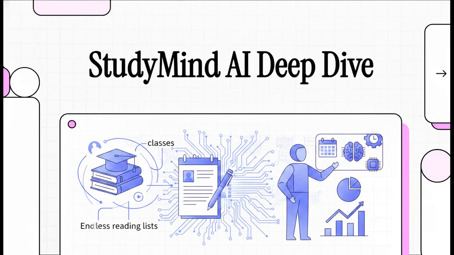Welcome to this explainer. So, for all you focused learners out there trying to balance classes, exams, and those endless reading lists, it can honestly feel like a full-time job just keeping it all straight. Today, we're taking a deep dive into something designed to bring complete order to that study chaos. It's called StudyMind AI. And I've got to say, when I looked into this, I was genuinely amazed at how it takes a disorganized mess of notes and turns it into a highly structured, artificially intelligent learning machine.